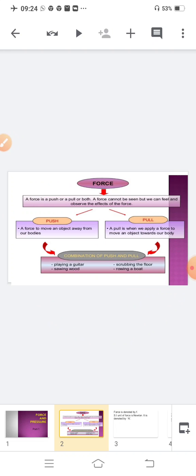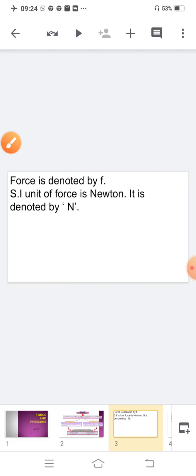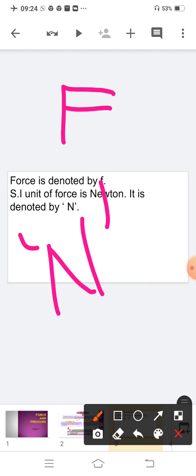The force applied on an object can be large or small. It is not every time that force is large; it can be small also. The strength of a force is expressed by its magnitude. Force is denoted by capital F and the SI unit is Newton, which is denoted by capital N.